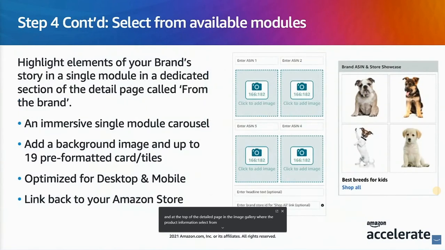Select from available modules. A+ Brand Stories are our newest feature, and I'm super excited about it. You can showcase elements of your brand in a single module of content and apply it across all your ASINs within your brand. With this feature, it includes a main background image and can be added up to 19 tiles or cards in pre-formatted layouts. It is also possible to include a link to your Amazon brand store directly from the A+ Brand Story module. And it's optimized for both desktop and mobile.